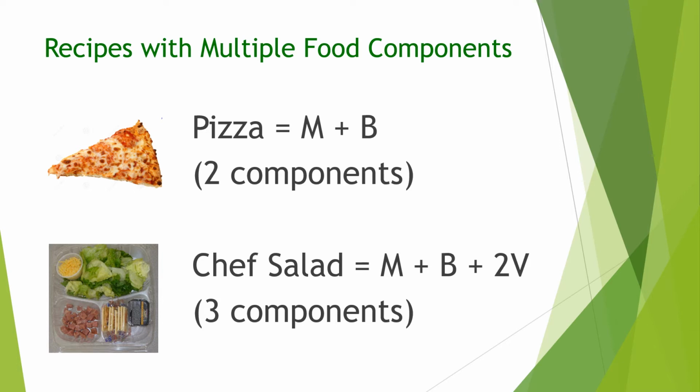The chef salad equals 1 meat, 1 bread, and 2 vegetable components. So that's a total of 3 different components. The deli meat in the salad counts as the meat component. In this picture, the crackers count as the bread component, and the lettuce and other vegetable count as 2 vegetable components because there should be at least 2 cups of lettuce in the entree salad.